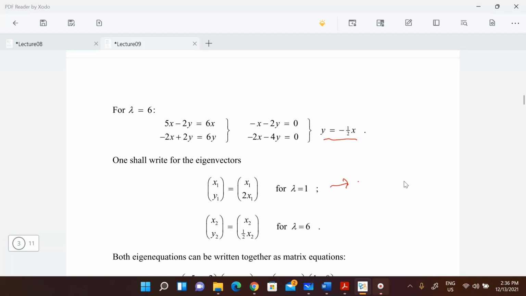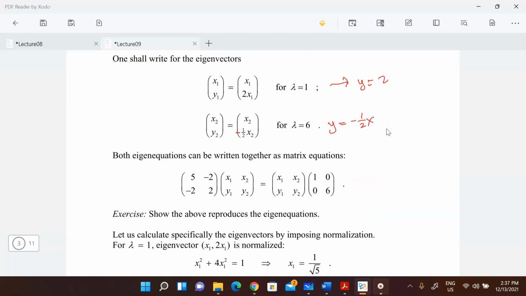this is coming from y equals, what was that earlier? I forgot now. Y equals 2x. Okay, so you can see over here y equals 2x, and the other one is y equals minus half x. I'm not sure why this is not a minus sign. Let me check. Lambda equals 6. There should be a minus sign. Okay, I better check that again later on.